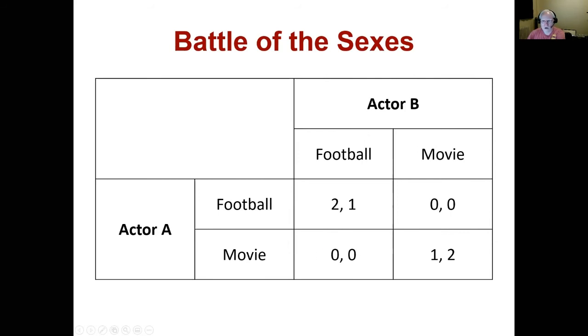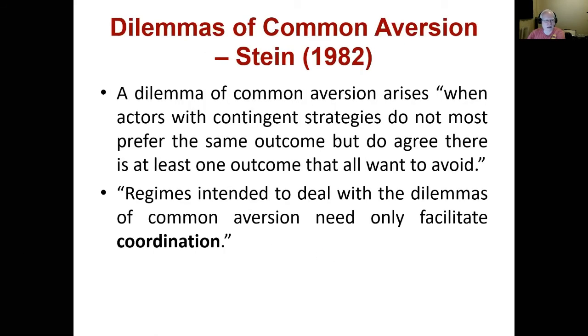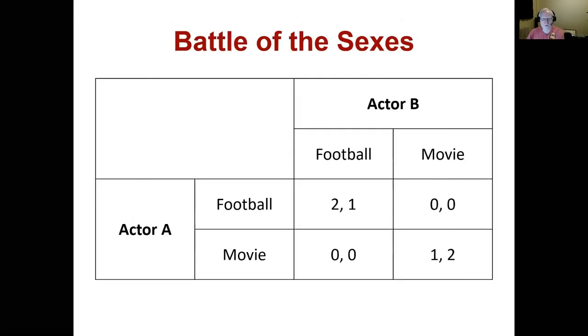And so we refer to these games as dilemmas of common aversion. A dilemma of common aversion arises when actors with contingent strategies do not most prefer the same outcome, but do agree that there is at least one outcome that all want to avoid. So they don't necessarily agree, right? Again, in this scenario, they don't agree on which activity they want to do, but they certainly agree that there's at least one outcome that they really, really want to avoid.